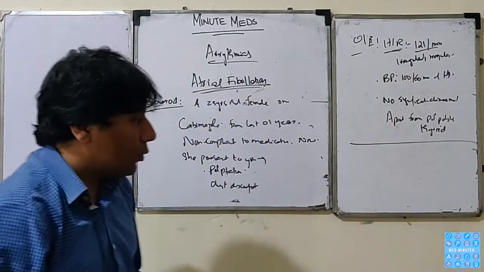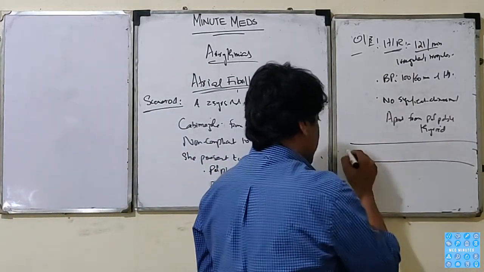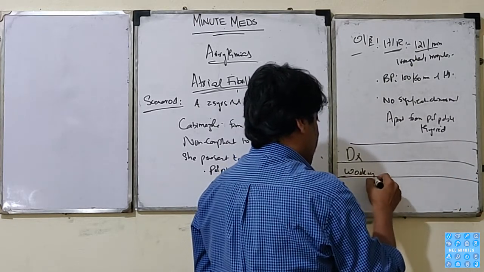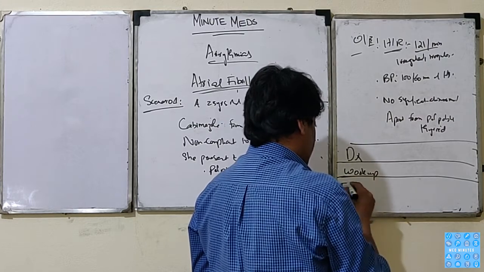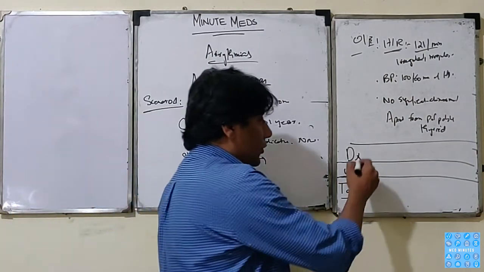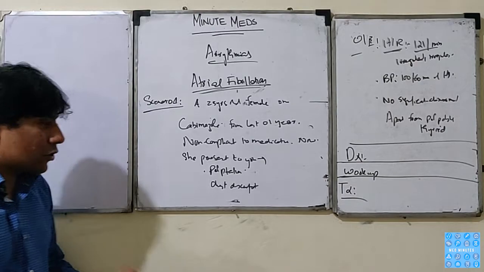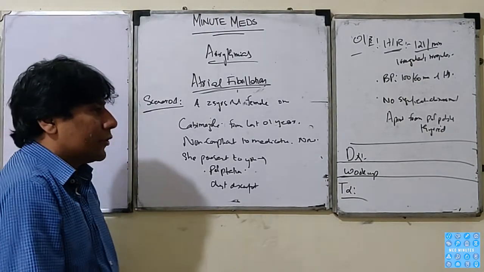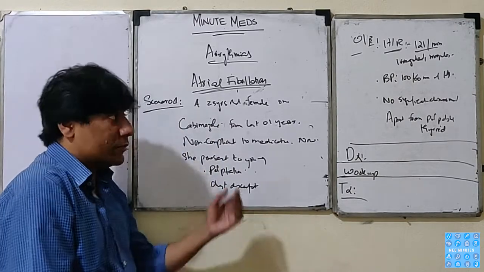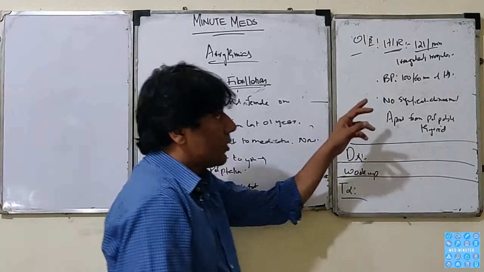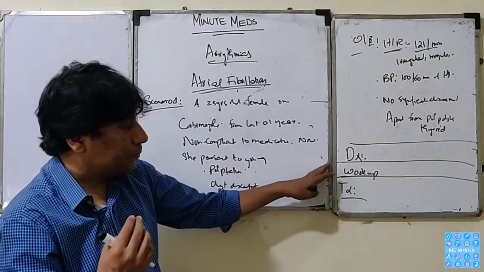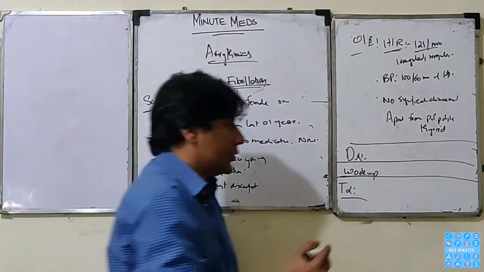Now, how would we diagnose this patient, how do we go for the workup, and how do we treat the patient? Now look, diagnosis: we know that she has a risk factor of thyrotoxicosis, that she is taking carbimazole. She is not compliant to medication. She has a heart rate of 121 that is irregular. Now, a provisional diagnosis in this condition is atrial fibrillation.